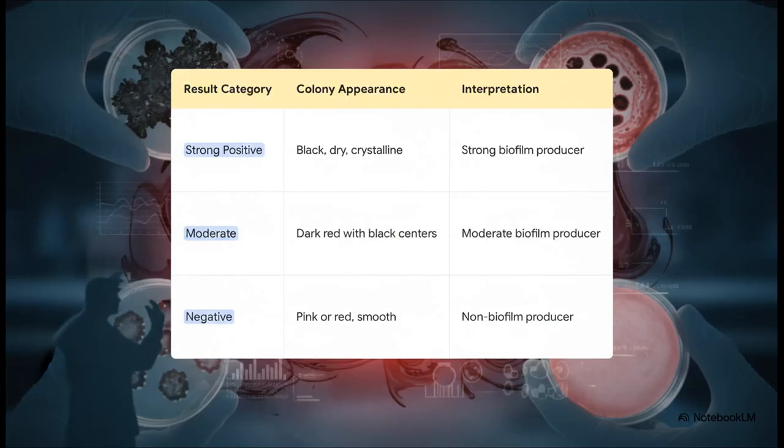So this is what you're left with at the bench, a system that's based 100% on just looking at it. Is it black, dry, and crystalline? Okay, strong positive. But what's the real difference between a moderate dark red with a black spot and a negative that's just a bit dark? Where's that line exactly? The truth is, it's blurry. What you call moderate, the tech on the next shift might call negative. That's not science, it's a judgment call. And that subjectivity is a massive quality control failure.